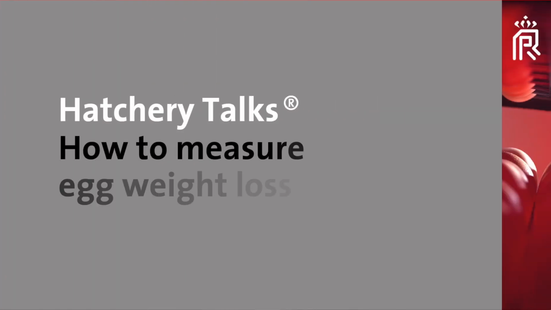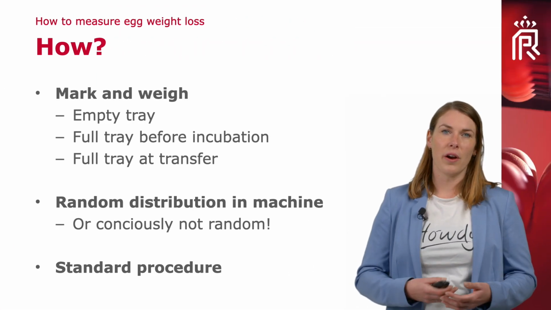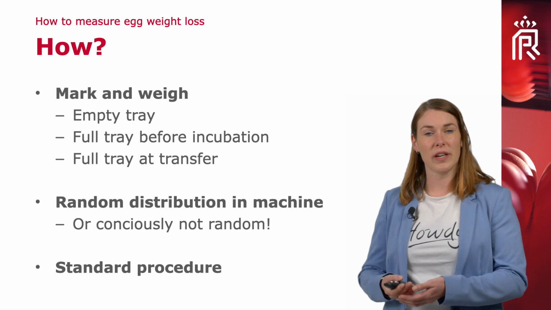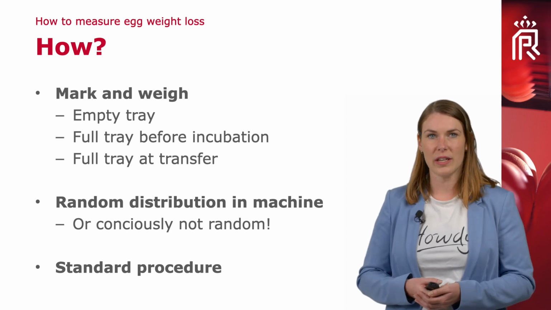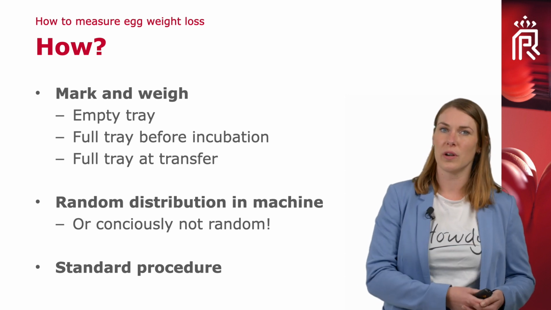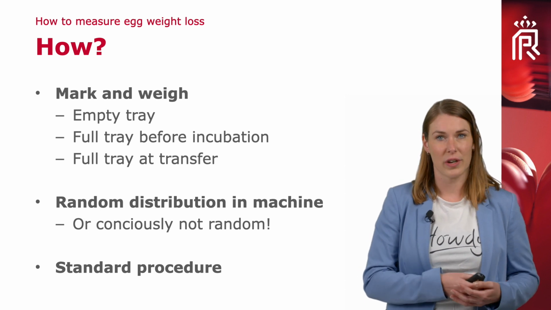So how do we measure egg weight loss? We need to mark and weigh a tray. So we need to mark and weigh an empty tray to know what the weight of this tray is. Then we're going to fill it up with eggs. We're going to weigh it once more. And at transfer, we're also going to weigh the same tray.